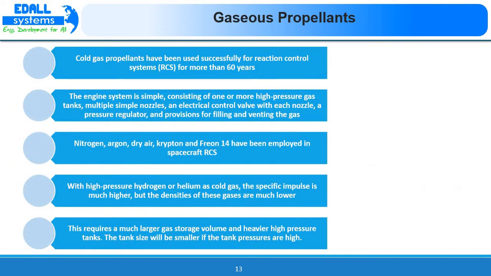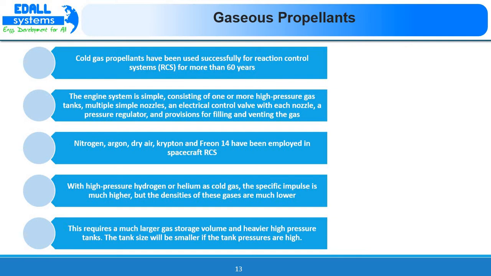Next, we will discuss gaseous propellants. Cold gas propellants have been used successfully for reaction control systems, that is RCS, for more than 60 years. The word cold gas, that is stored at ambient temperature, is distinguished from a warm gas which has been heated. The engine system for these gaseous propellants is simple, which consists of one or more high pressure gas tanks, multiple simple nozzles, often aluminium or plastic, an electrical control valve with each nozzle, a pressure regulator, and provisions for filling and venting the gas.